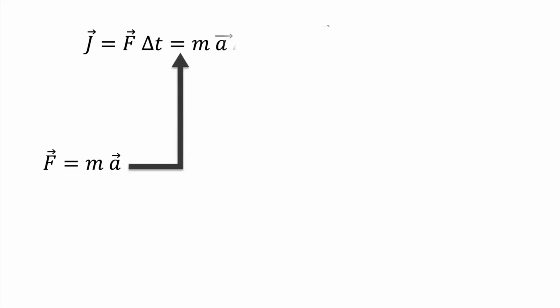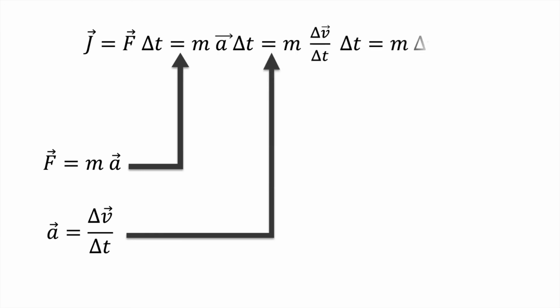Let's now do some math with this equation. We know that force equals mass times acceleration. We can thus replace the force in the equation by this relation. We also know that, by definition, acceleration is the change in velocity with respect to time. So, using this, we see that the linear impulse equals the mass multiplied by the change in velocity.